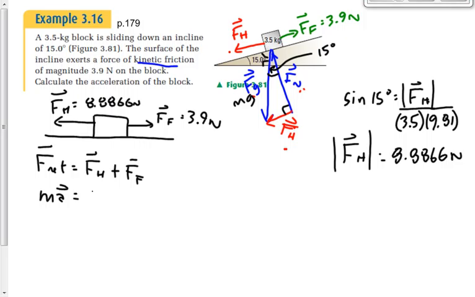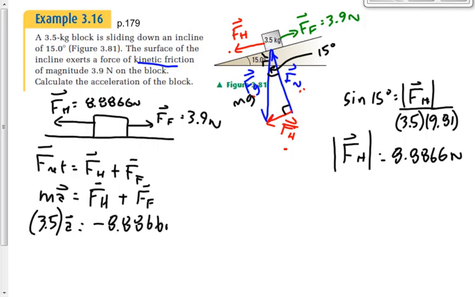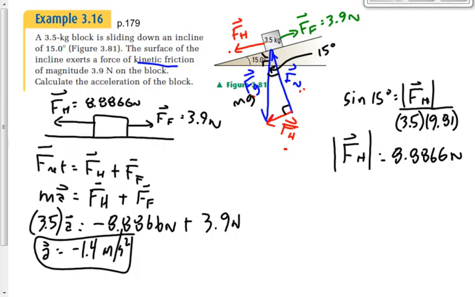So we say m times a is equal to Fh plus Ff. M is 3.5 kilograms times acceleration equals Fh, which is, I'm going to say, negative 8.8866 newtons plus 3.9 newtons. And then we can do this math pretty easily. When we do, we get an acceleration of negative 1.4 meters per second squared. So it accelerates down the hill at 1.4 meters per second squared.